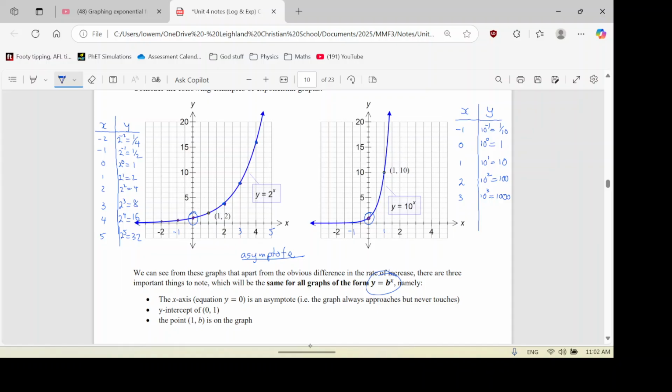So they have these three things in common. The x-axis is the asymptote. The y-intercept will always be at (0, 1), and this point (1, b) is an easy point on the graph that we can find. So that's an introduction to exponential functions. And I'll do a follow-up video where we can look into some other examples.